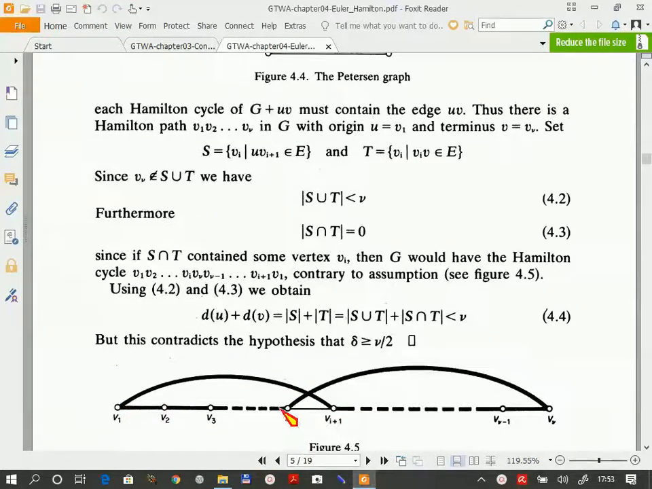Why? Because Vi being in S, Vi plus 1 is adjacent to V1. So you would close a Hamiltonian cycle, but remember that we are here in G, where no Hamiltonian cycle exists. So this means that it's not possible that there is a vertex in the intersection. So the intersection is empty, and the number of elements in the intersection is 0.